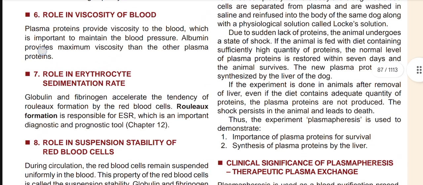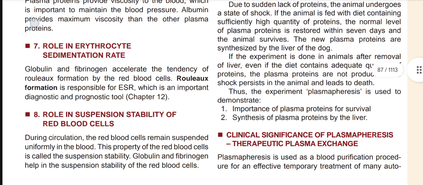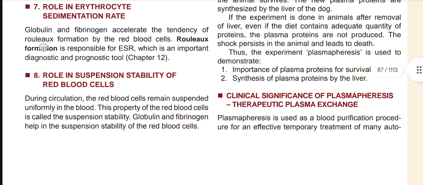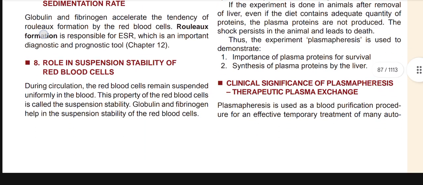Thus, the experiment plasmapheresis is used to demonstrate, one, the importance of plasma proteins for survival, and synthesis of plasma proteins by the liver. Now, clinical significance of plasmapheresis and therapeutic plasma exchange. Plasmapheresis is used as a blood purification procedure for an effective temporary treatment of many autoimmune diseases.